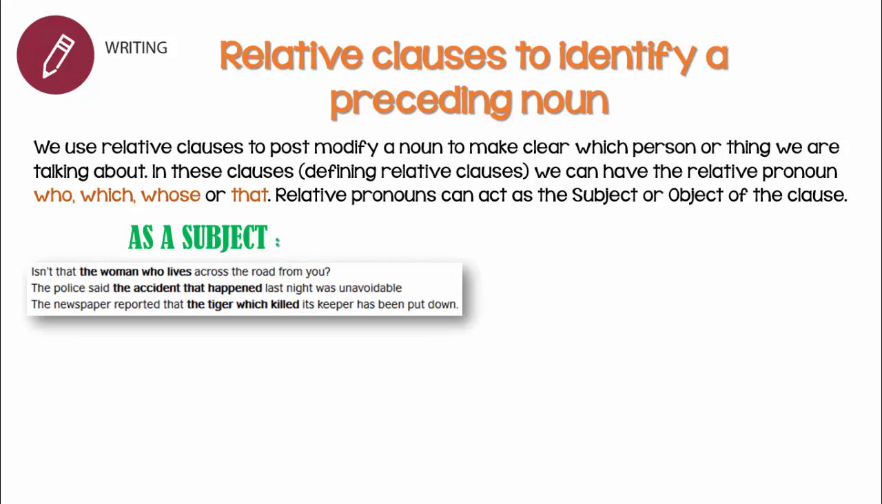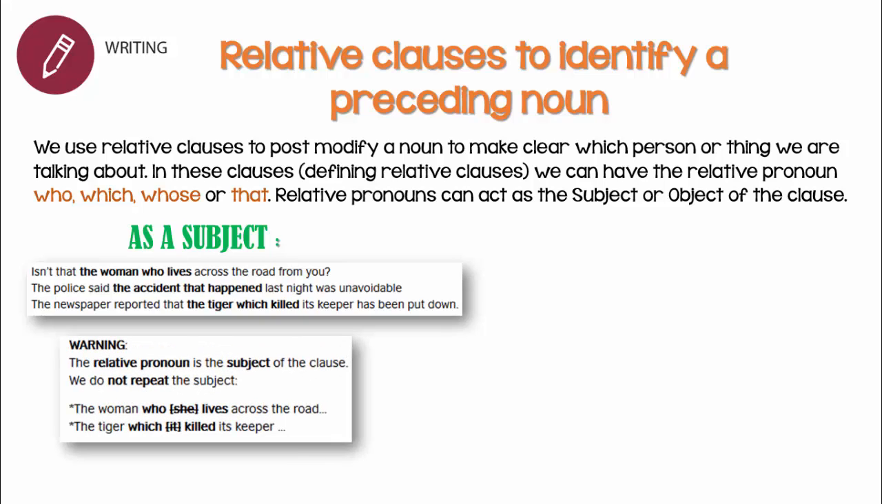As a subject, for example: Isn't that the woman who lives across the road from you? The police said the accident that happened last night was unavoidable. The newspaper reported that the tiger which killed its keeper has been put down. Warning: the relative pronoun is the subject of the clause. We do not repeat the subject. It is wrong to say, the woman who she lives across the road, the tiger which it killed its keeper.